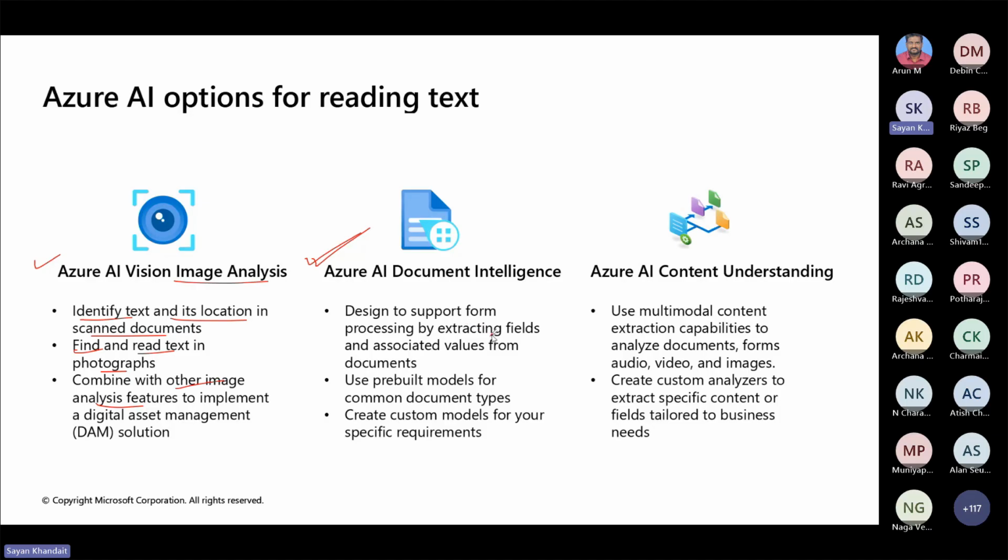It allows us to extract fields and their values from documents. Now, there are pre-built models for some very popular types of documents, like if we have a receipt, if we have an invoice, if we have a business card. So these types of documents have pre-built models in the document intelligence service already designed for them. All we need to do is simply use these models and upload the document that we are trying to analyze.